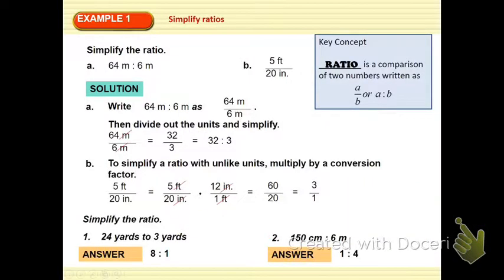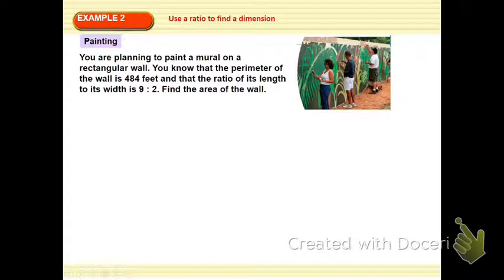What did you guys get? 1 over 4. 1 to 4. Okay. Next example. You're planning to paint a mural on a rectangular wall. You know that the perimeter of the wall is 484, and the ratio of its length to width is 9 to 2. Find the area of the wall.